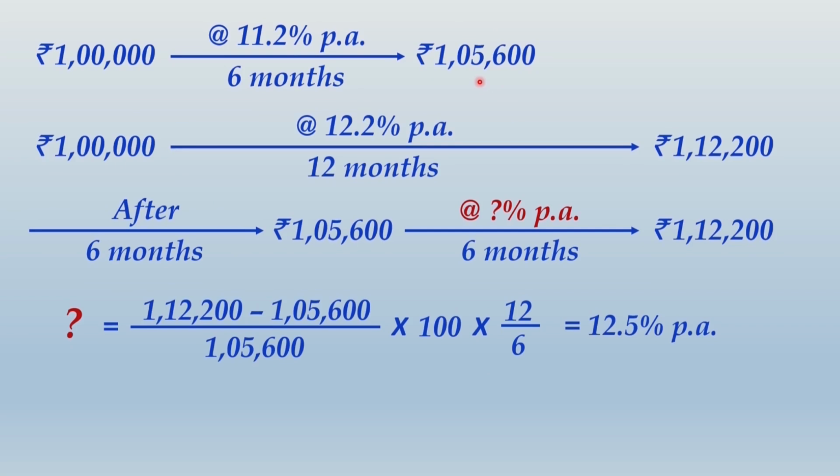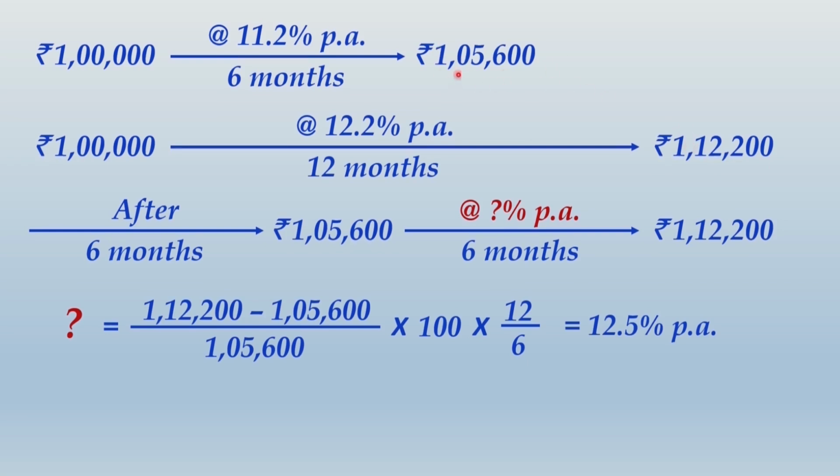You know how we have computed this, right? It is 1 lakh into 11.2% into 6 by 12, and that would give you the interest amount. Interest added to principal, it will become maturity value of 1,05,600. If you invest 1 lakh for a period of 12 months, it would become 1,12,200 at 12.2% per annum. That means this is the future value of 1 lakh after 6 months from now, and this is the future value of 1 lakh after 12 months from now.